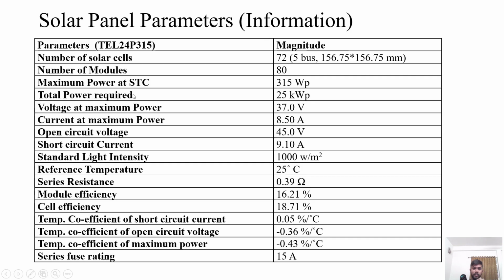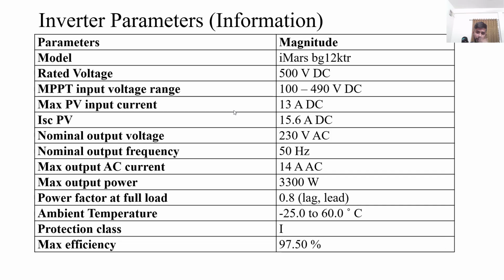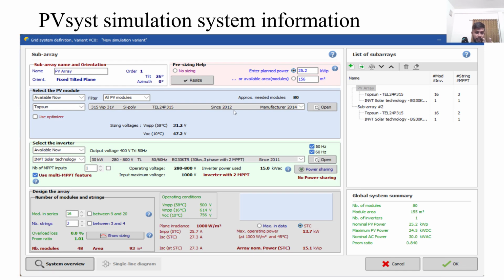This is the data sheet or solar panel information required for the calculation purposes as well as for simulation purposes. Inverter parameters are available for the calculation and simulation purposes. This is the interface of the PVC software. This is the first information that we have fed in the system. So this is how it looks.